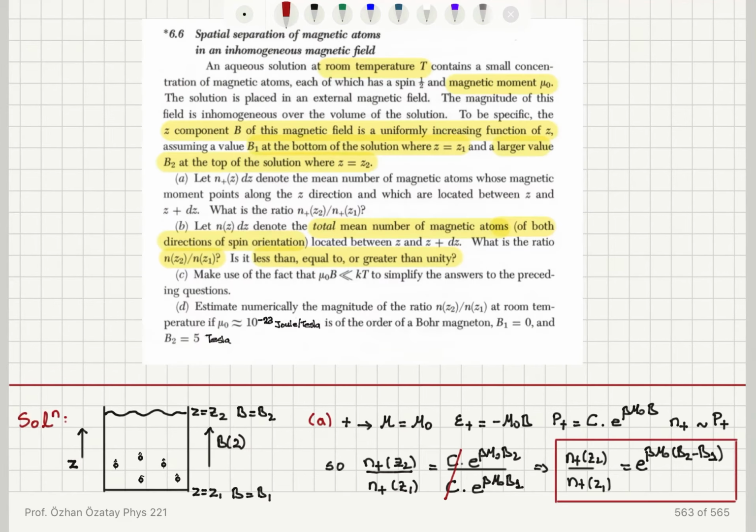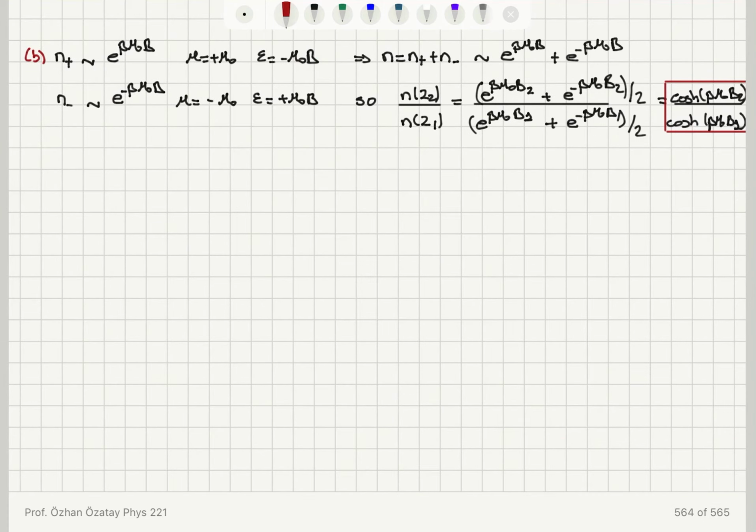Let's look at part C. Make use of the fact that, okay, is this greater than 1 or less than 1? Well, because B2 is greater than B1, we expect that n of z2 is greater than n of z1. More moments will be pointing in the plus z direction.